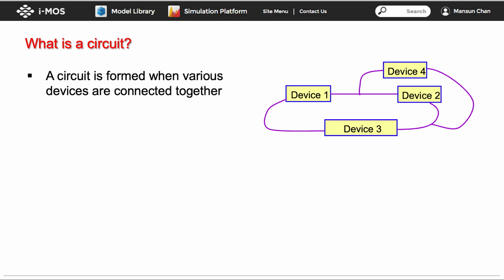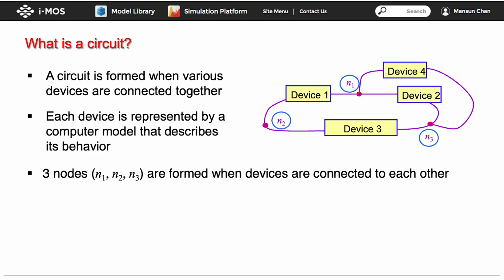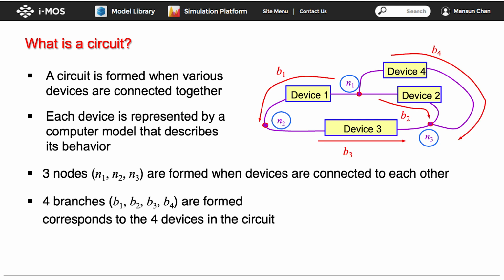Here's an example of a circuit where each device is represented by a model implemented through computer code. When two or more devices are connected, they create what we call nodes. In the diagram, you can see three nodes labeled N1, N2, and N3. Additionally, there are four branches labeled B1, B2, B3, and B4, which correspond to the four devices in the circuit.